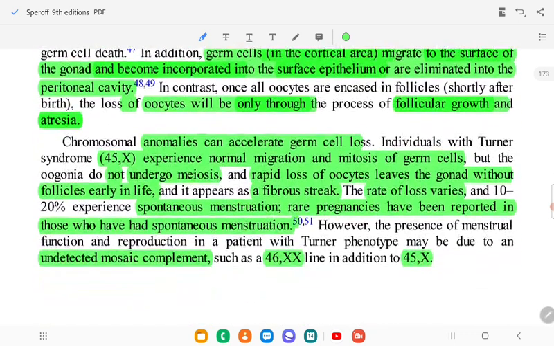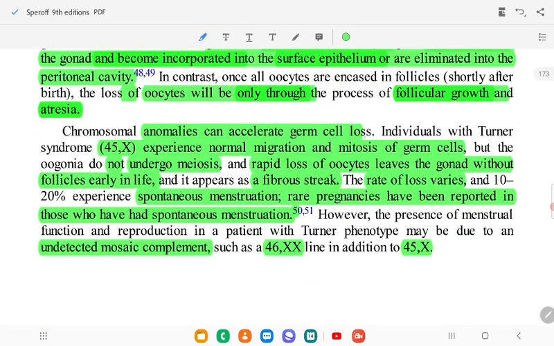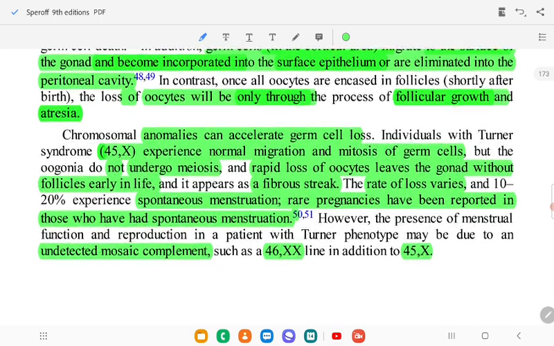Okay. Chromosomal anomalies can also accelerate germ cell loss. Individuals with Turner syndrome, 45,X, experience normal migration and mitosis of germ cells, but the ovarian germ cells don't undergo normal meiosis. Rapid loss of oocytes leaves a gonad without follicles in early life. It becomes a fibrous streak.